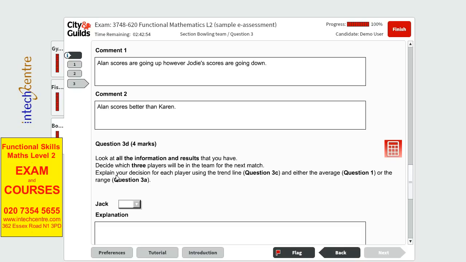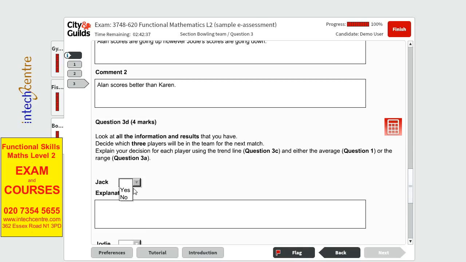He has better scores. Looking at all the information and the results we have to decide which 3 players will be in the team for the next match. We have to explain the decision for each player using the trend line question 3C and either the average question 1 or the range question 3A. Jack, yes. Jack has the highest average and the most consistent scores.